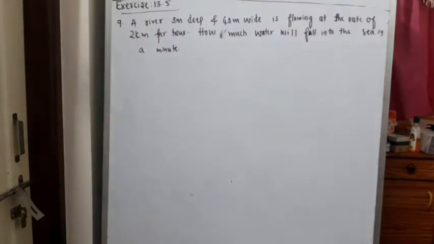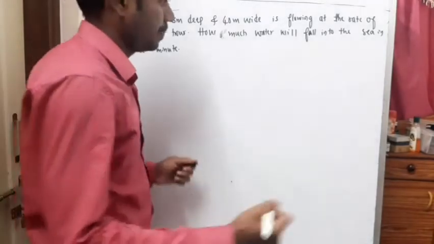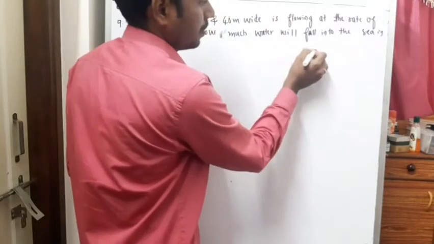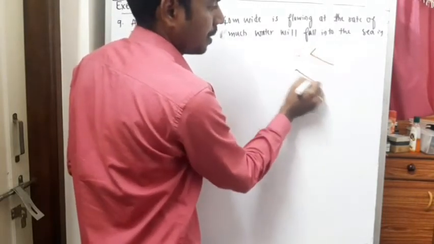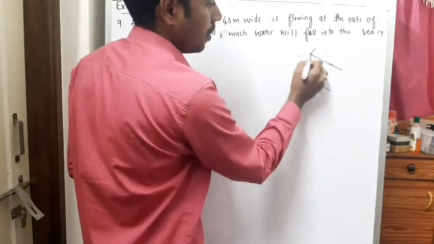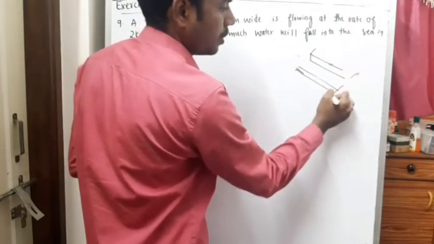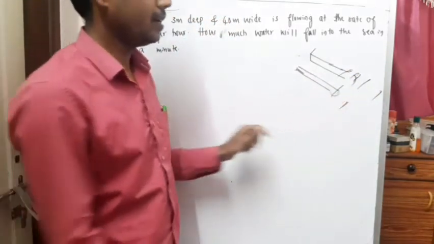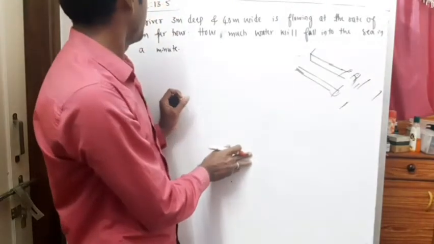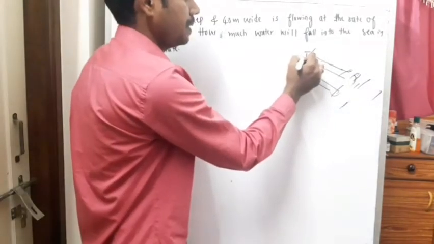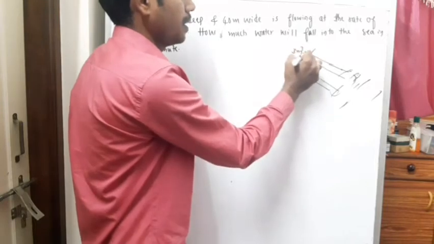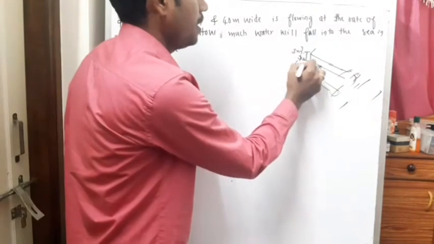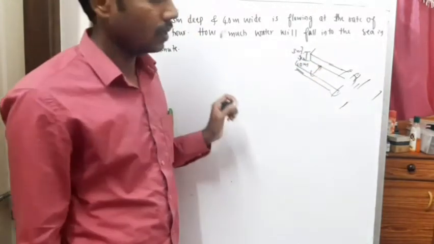So 9th question, a river 3 meter deep, 40 meter wide. There is a river, and the river is flowing and it is joining the sea. This is the delta region. This river is going to join the sea, and they stated it is 3 meter deep and 40 meter wide. Okay.